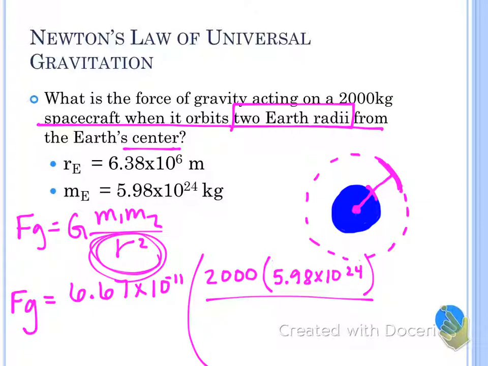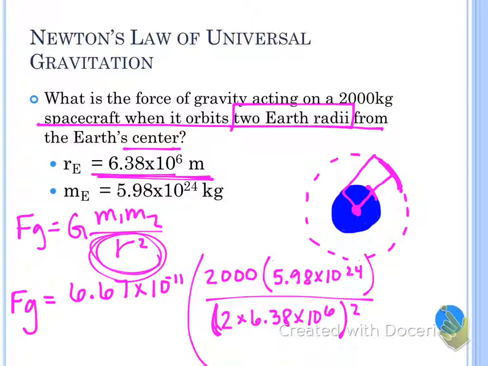So what should we do to this value? Multiply by 2. That's right. So I'm just going to do it in the equation itself. 6.38 times 10 to the 6th. And then we have to make sure we square that whole term after you multiply it by 2, because we want the radius from the Earth's center all the way to the object.